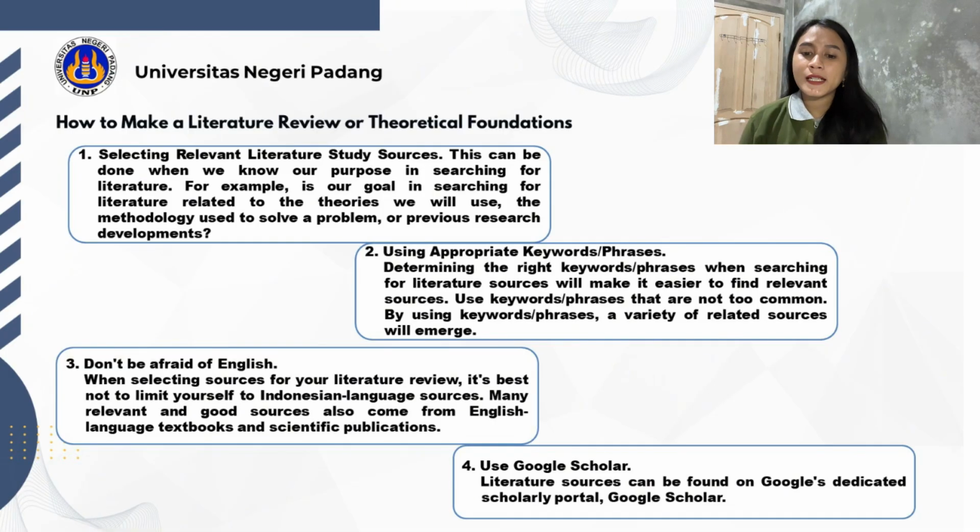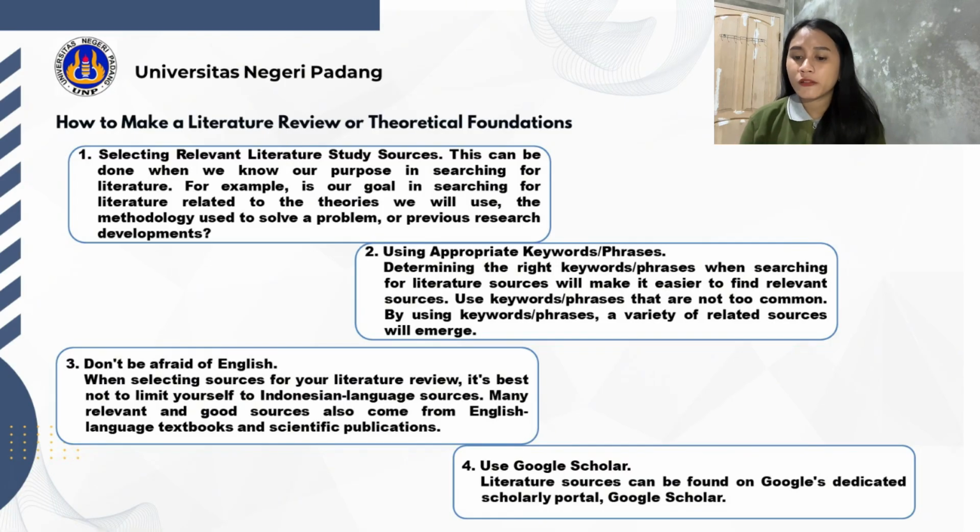2. Using appropriate keywords or phrases. Determining the right keywords or phrases when searching for literature sources will make it easier to find relevant sources. Use keywords or phrases that are not too common. By using keywords or phrases, a variety of related sources will emerge.